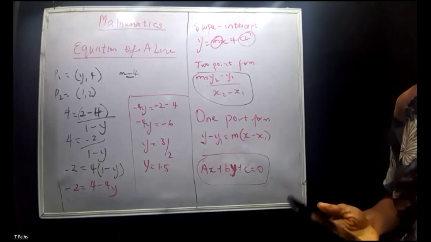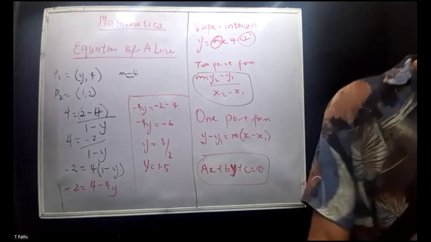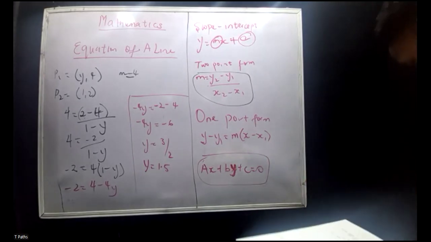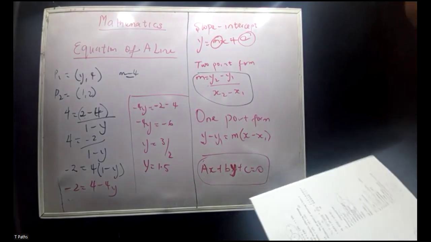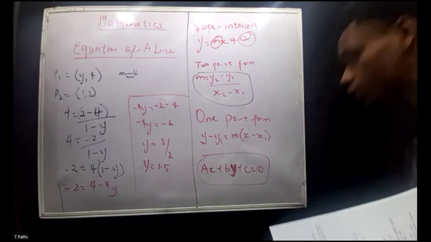So the next question is page 70, question 15. All right, page 82, question 30. Page 82, question 30.